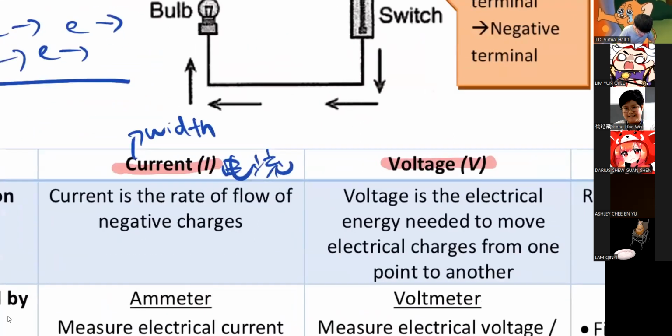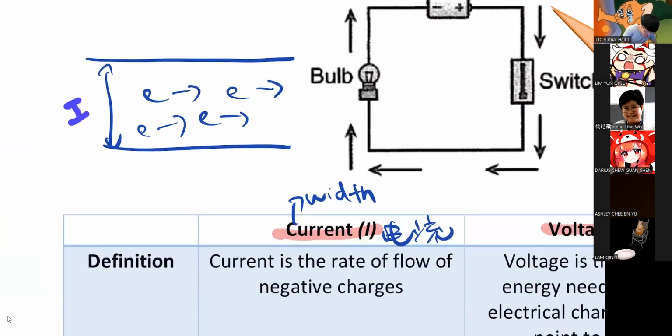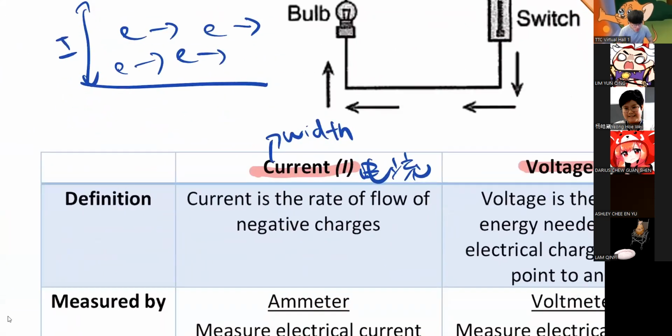And you see this I here? I is the symbol. Because you don't want to keep writing current, right? We write shorter. It's like in chemistry, right? You don't write carbon, you say C. Carbon dioxide is CO2. That's the symbol. So for current, the symbol is I.